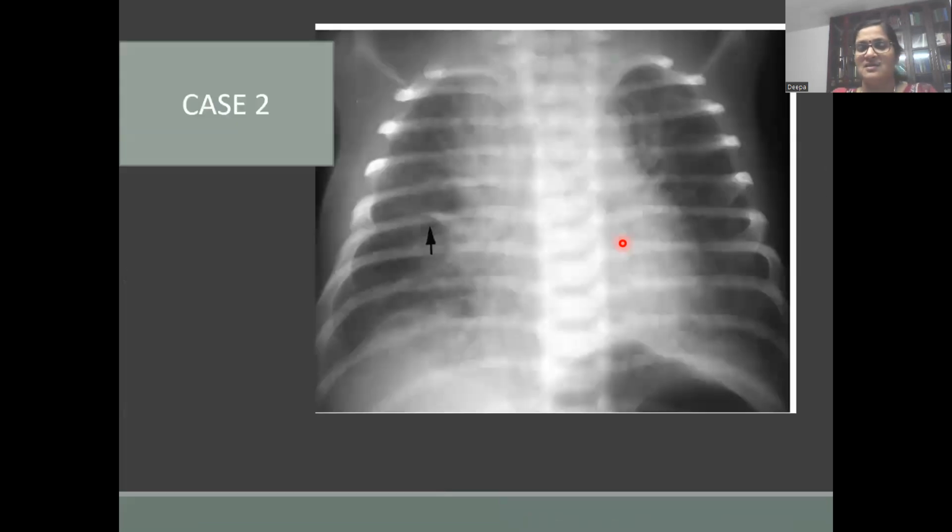Now this is another case. This time this is a term baby who is an AGA baby, infant of a diabetic mother, born through an elective C-section, had mild respiratory distress, Downes score 2 to 3, and this is the X-ray picture. So what do you see in this X-ray picture? You see streaky opacities radiating from the hilum and the perihilar areas, giving rise to what is called the sunburst appearance. Another point is that here you see a little fluid in the transverse fissure. So this is typical of transient tachypnea of the newborn.